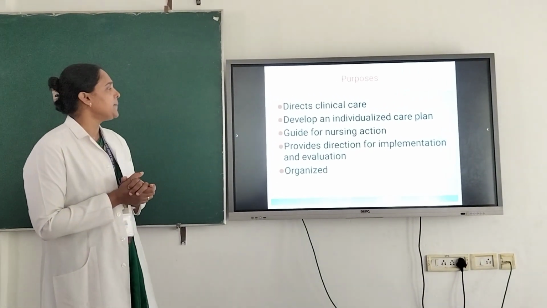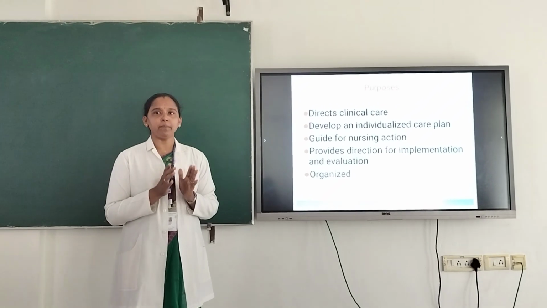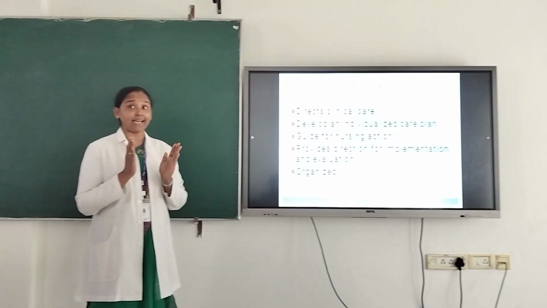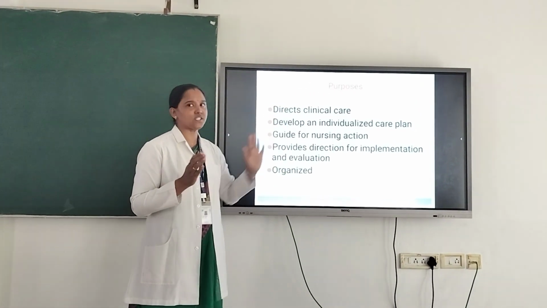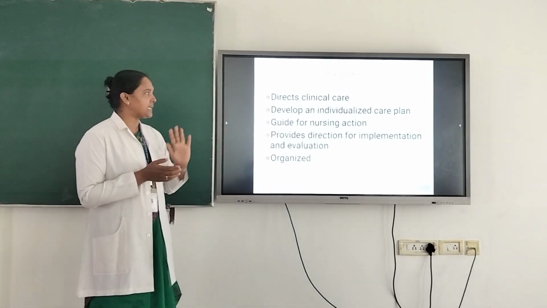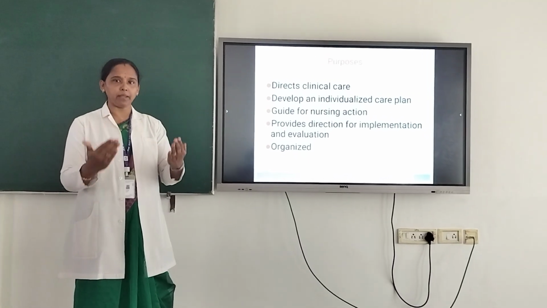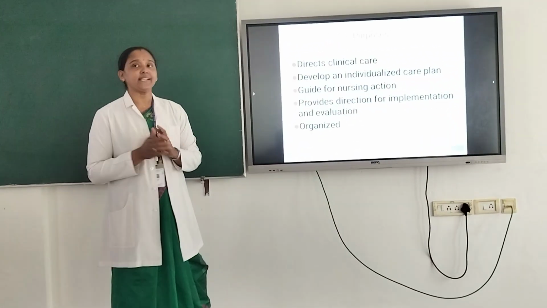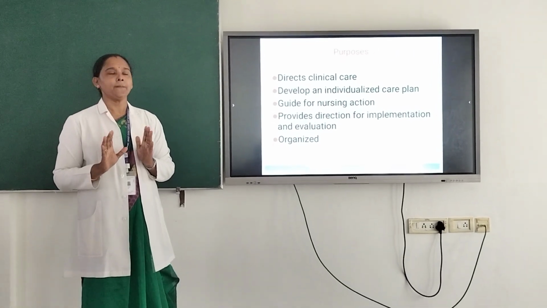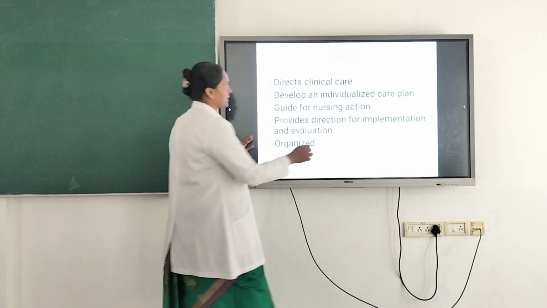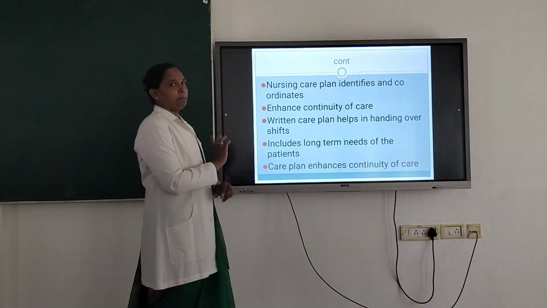Then fourth one is provides direction for implementation and evaluation. Automatically implementation and evaluation are the next steps after planning, so it will give direction for us to implement and evaluate. The last one is organized. Generally planning means it is an organized thing. So these are the purposes of planning.